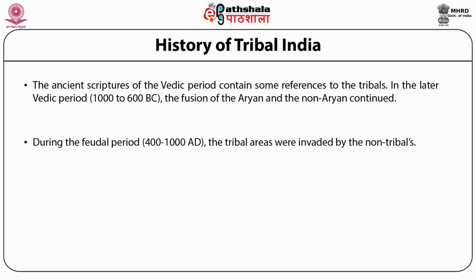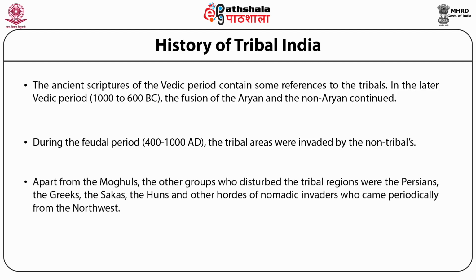During the feudal period between 400 to 1000 AD, the tribal areas were invaded by the non-tribals, and these non-tribal invaders mainly came from the northwestern part of the country. Apart from the Mughals, the other groups who disturbed the tribal regions were the Persians, the Greeks, the Sakas, the Huns, and other hordes of nomadic invaders.